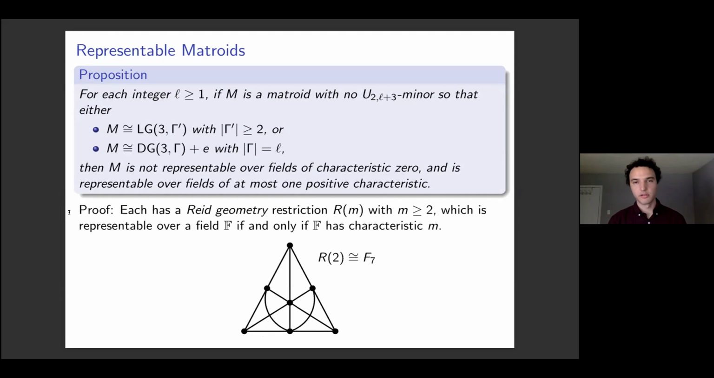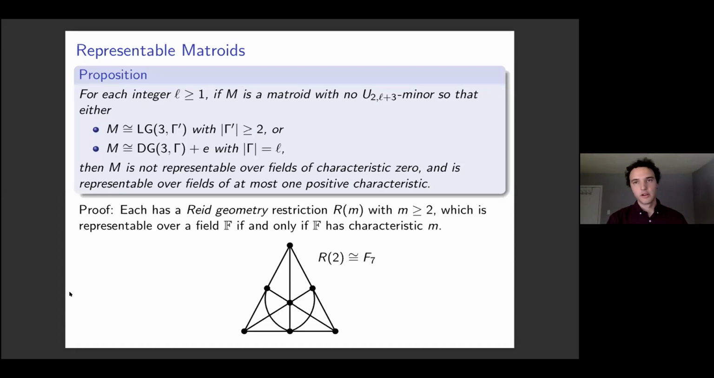Okay, so I won't define algebraic matroids, but the point is that's a stronger result, because if a matroid is representable over a field, then it's also algebraic over that field. And the proof is the same, and it turns out that this Reed geometry Rm is algebraic over a field F if and only if F has characteristic m. And that was proved by Gary Gordon. So the results that I'll show you also hold for algebraic matroids.